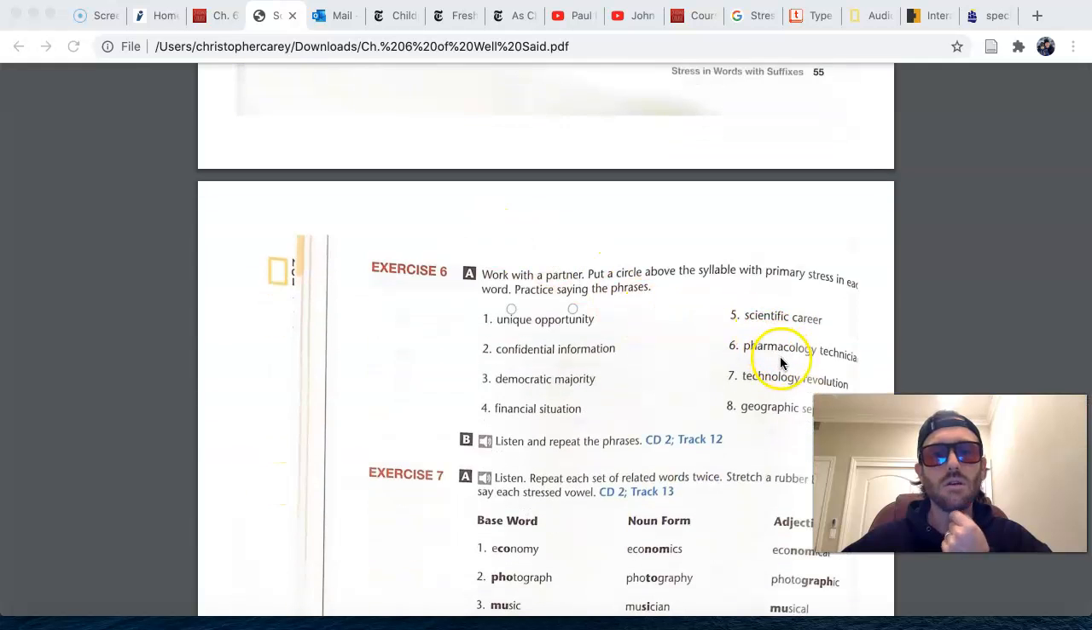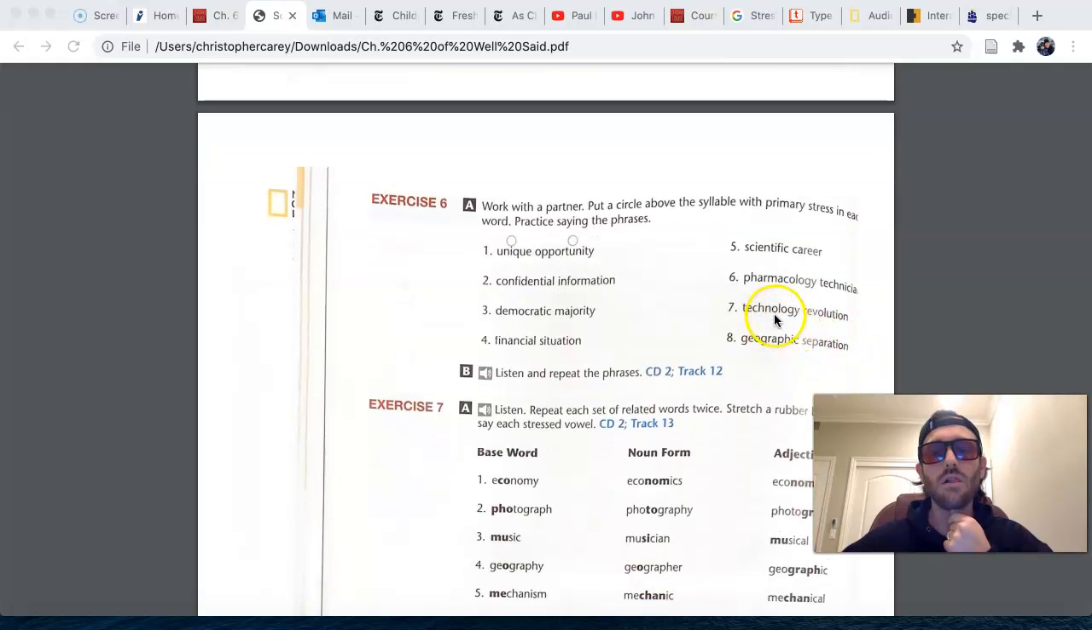Pharmacology, technician. Technology, revolution.